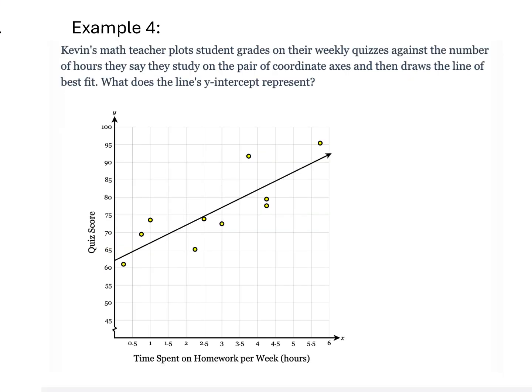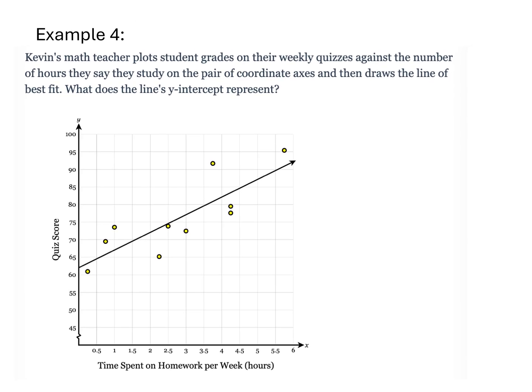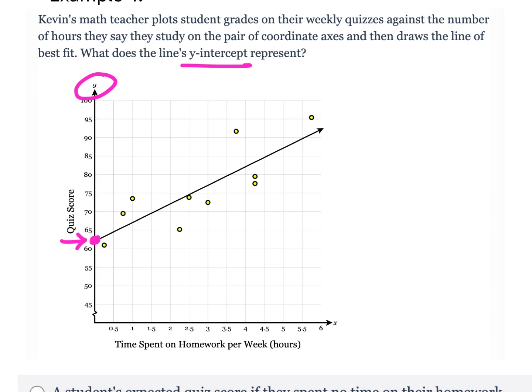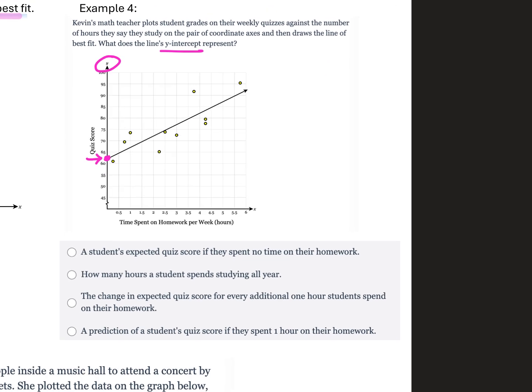Example number 4 asks us to interpret the line's y-intercept. So remember what the y-intercept is. It's where the line hits the y-axis. So right there is our y-intercept. Let's look at our answer choices and narrow it down to figure out which one is the right one.